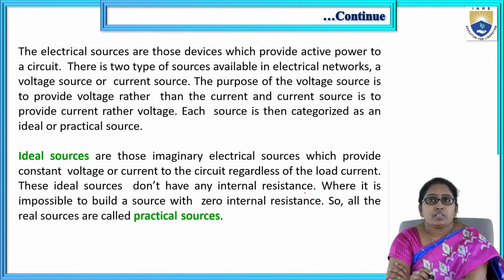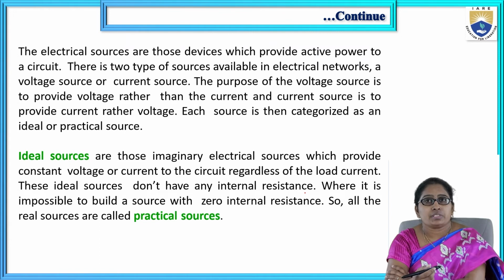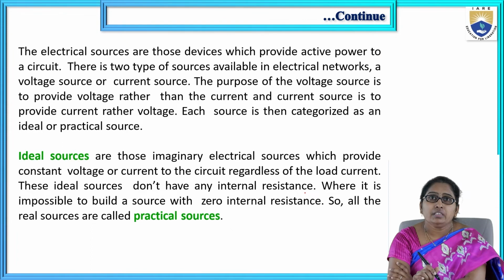Next, the electrical sources. What is meant by source? Basically, electrical sources provide active power to the circuit; they supply energy to the circuit. I already mentioned the two sources: voltage source and current source. The purpose of a voltage source is to provide voltage rather than current, and a current source provides current rather than voltage. Each source is then categorized as an ideal or practical source.